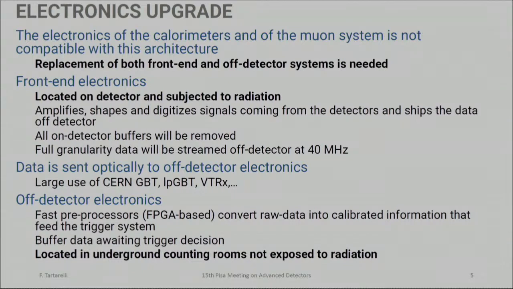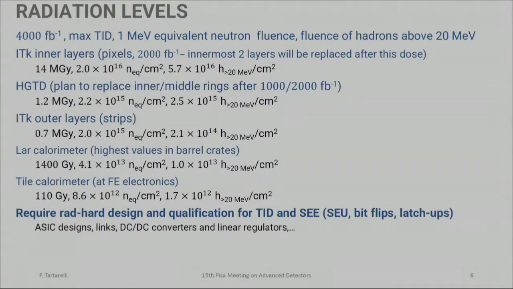Then the data is sent optically off detector, and here we make large use of the CERN lpGBT and VTRx, which are radiation tolerant. The off-detector electronics are fast FPGA-based preprocessors that convert the raw data into calibrated information that feeds the trigger system. They also do data buffering, awaiting the trigger decision. They are usually located in underground counting rooms, so they are not exposed to radiation.